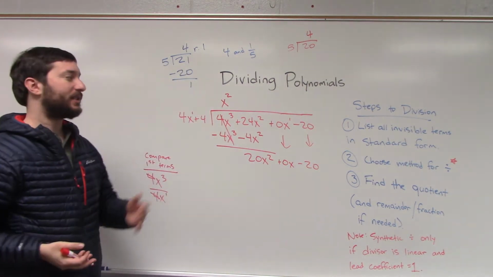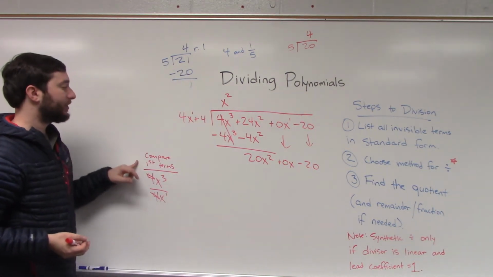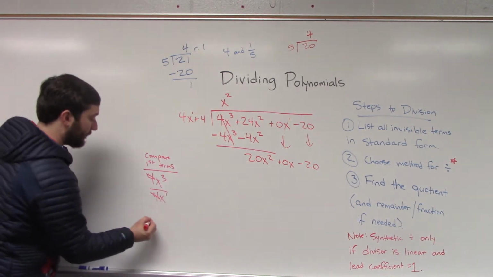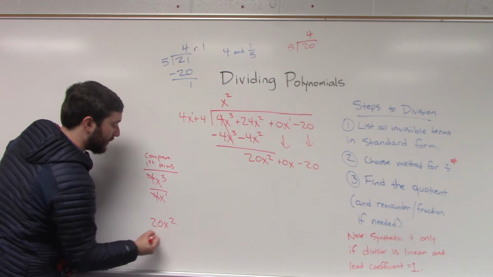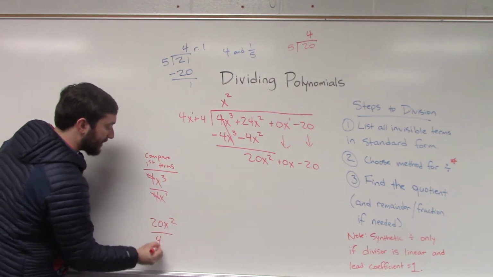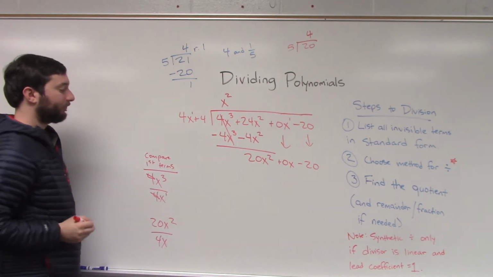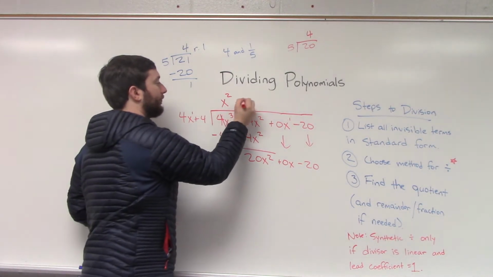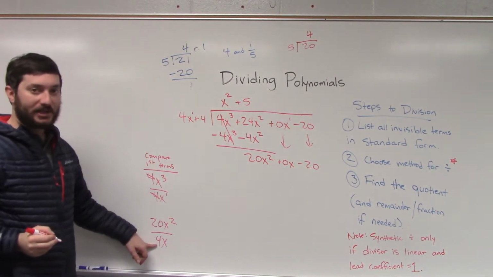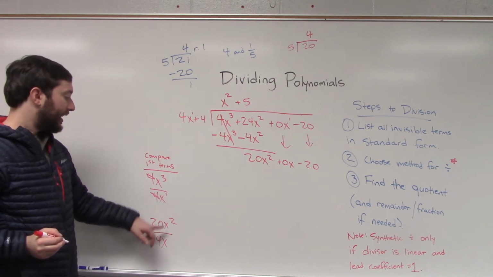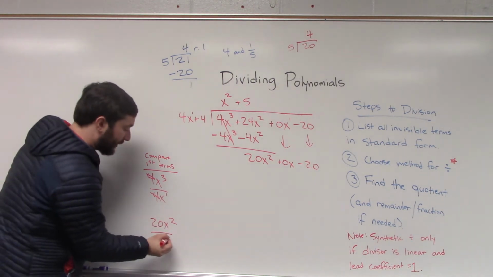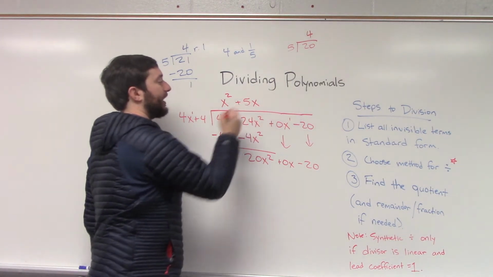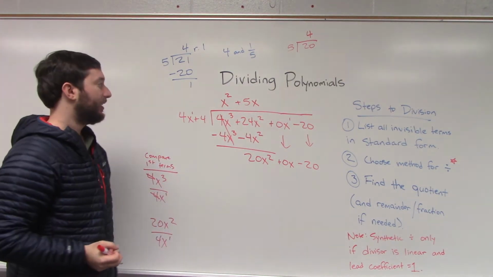And repeat the process. Once again, compare first terms. In this case, that's 20x squared divided by 4x, again, is your first term. And what does that equal? Well, 20 divided by 4 is a 5, positive. We're not dealing with any negatives. And x squared over x to the first, 2 minus 1, is x to the first again, or you can just write 5x as well.